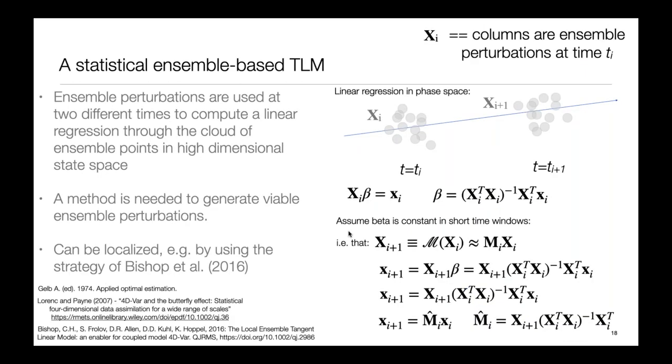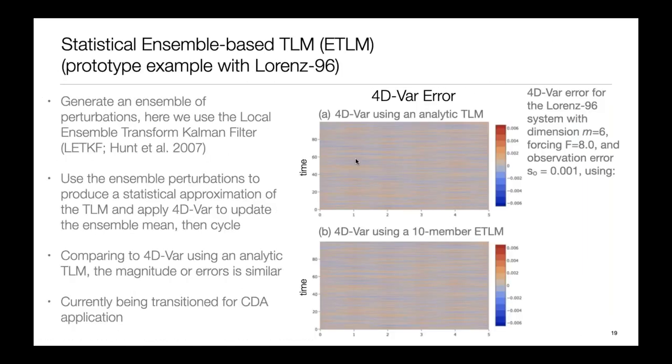Here's another example where we're considering a statistical tangent linear model. Essentially, you could think of this as a linear regression through a cloud of points in the phase space from one time to the next. That gives us another time-dependent representation of the linearization. And here we show by applying it with 4D-Var, we're able to get pretty close agreement in terms of the magnitude of the error between using the analytic TLM in 4D-Var or the ensemble-based TLM.